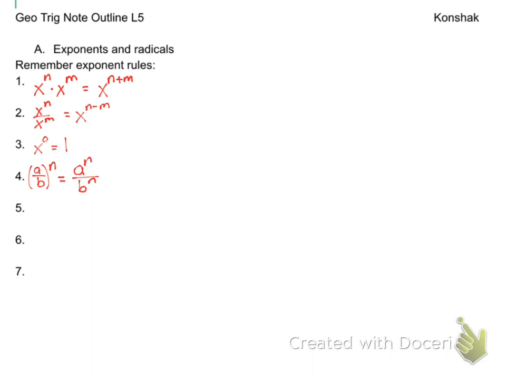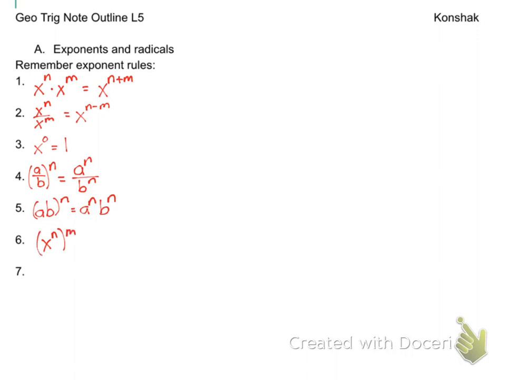We also have ones that if I do a times b with a power on the outside. This is the power of a product. The one before was the power of a quotient. So that becomes a to the n times b to the n. Let's see, what else do we have here? Power of a power. So x to the n to the m power.